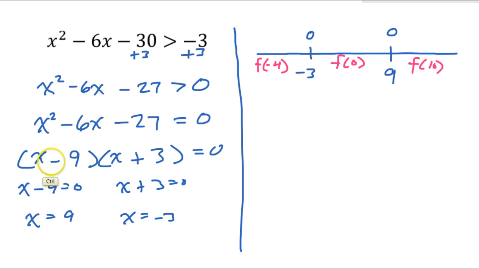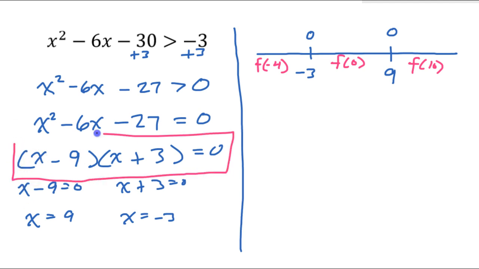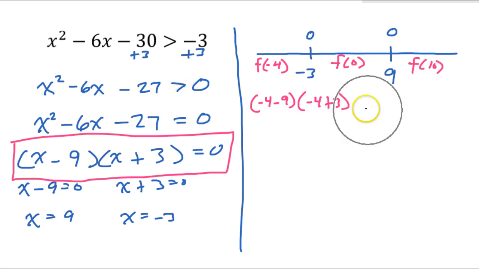Since I don't have a calculator that I'm allowed to use, I'm going to use the factored form to help me out. So, for example, looking at x minus 9 and x plus 3, if I let x be negative 4, this would be negative 4 minus 9 and negative 4 plus 3. And the question is, is this greater than 0 or not?